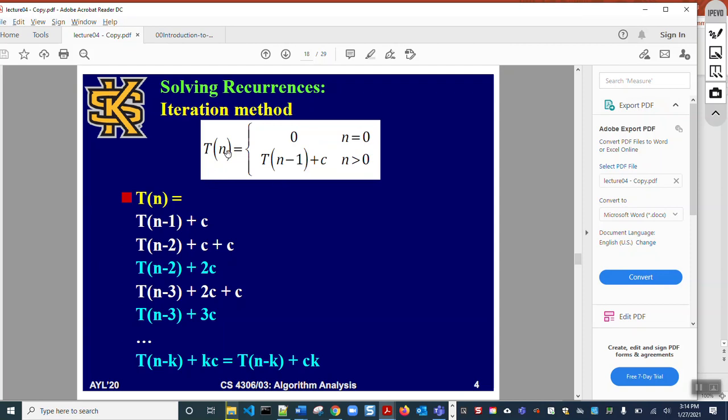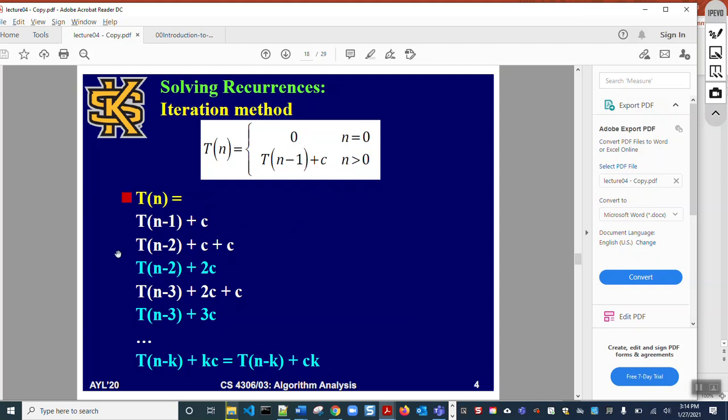Okay, for instance, initially our T(n) equals T(n-1) plus C, right? This part. Then how about if we split this into another sub part? For the entire expression, this was the first initial expression, right? These two lines are actually the initial expression.